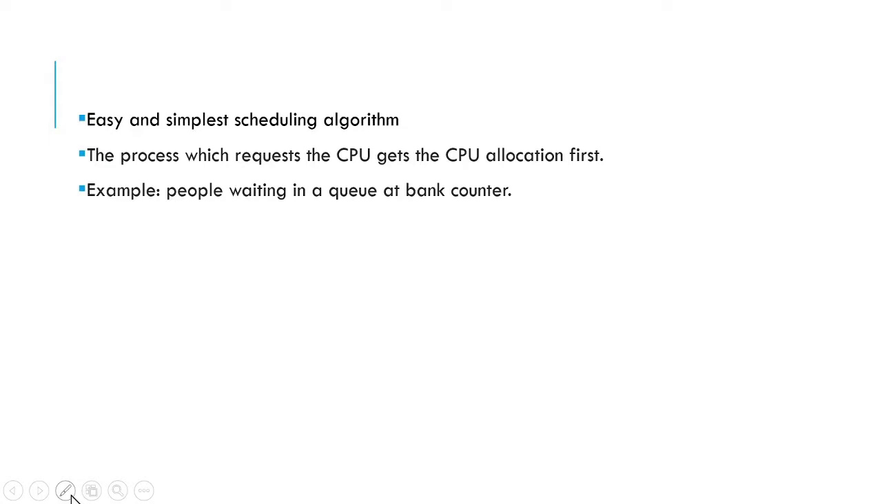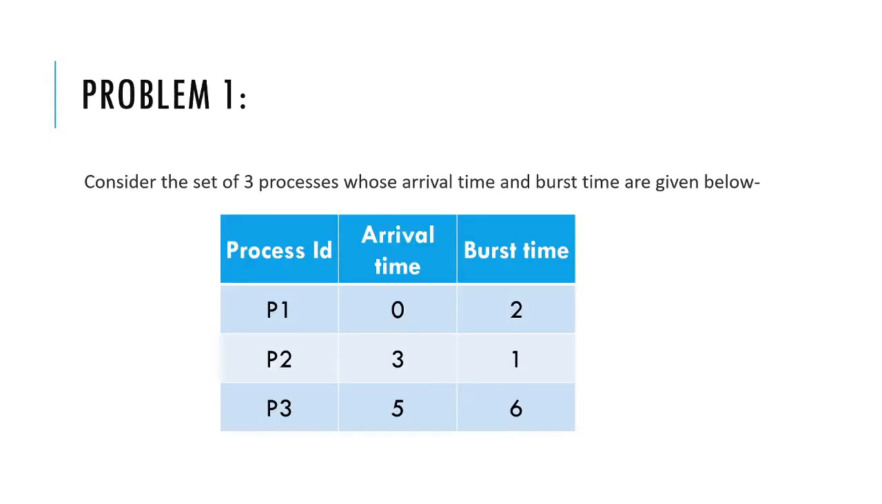Or you can take an example like people waiting in a queue at a bank counter. Whoever comes first will be served first at the counter. So that is how the FCFS scheduling algorithm works. We are going to see sums on that, and later we can see how it can be implemented. Let's look at this problem.